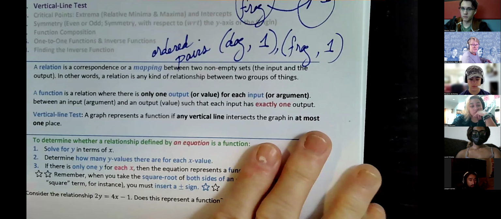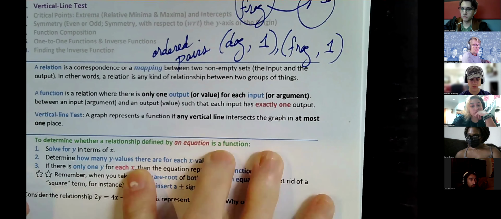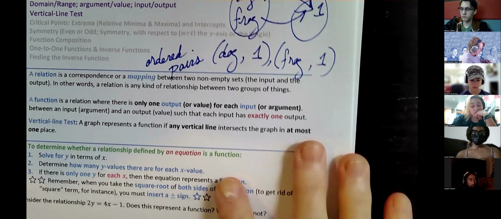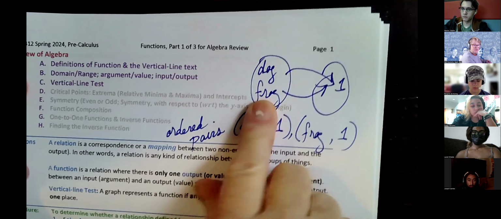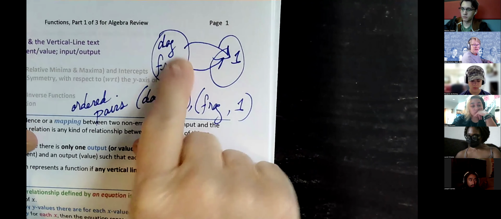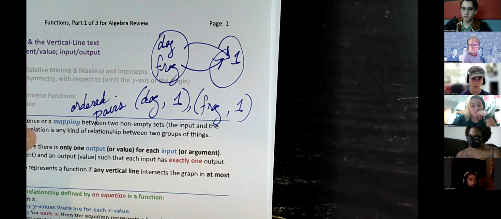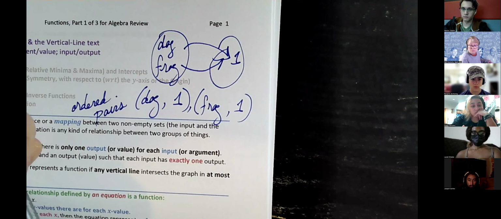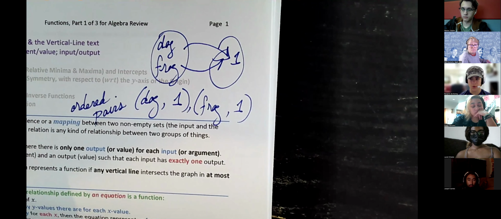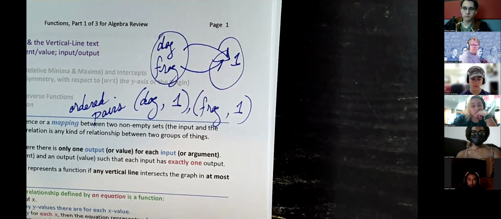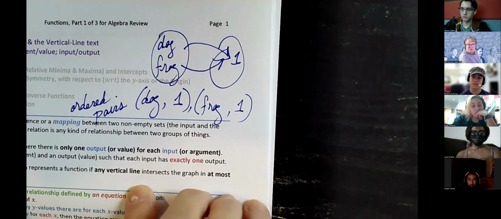Functions are special relations. In a function, every single input has only one output. And let's look at this little one that we did. How many outputs does dog have? One. Exactly. And what about frog? Also 1. Good. So this little baby drawing is a function.